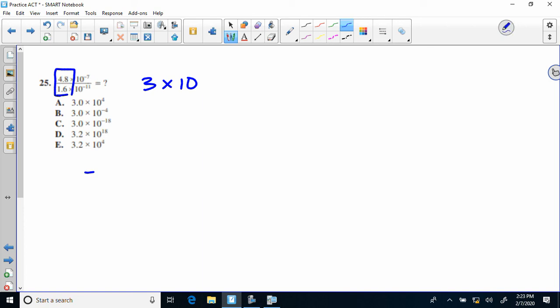So my power on the numerator is -7, and I subtract the power in the denominator, which was -11. So -7 minus the -11. These two negatives right here become positive. So -7 plus 11 is 4, and that's a positive number. So I get 3 times 10 to the 4th, which is letter A. So subtract the numbers in front, and then because your 10s have the same base, you can subtract your powers.